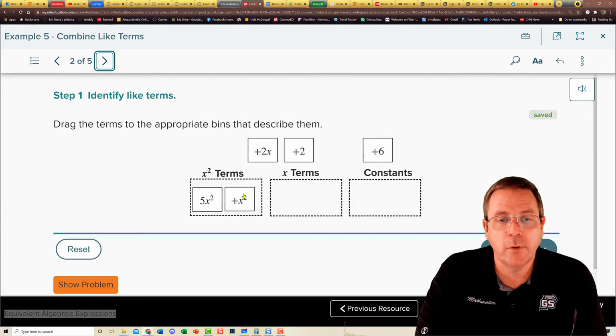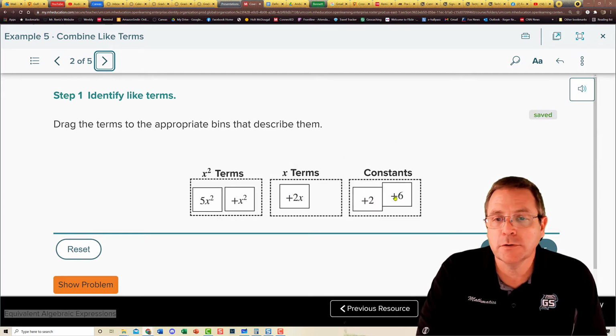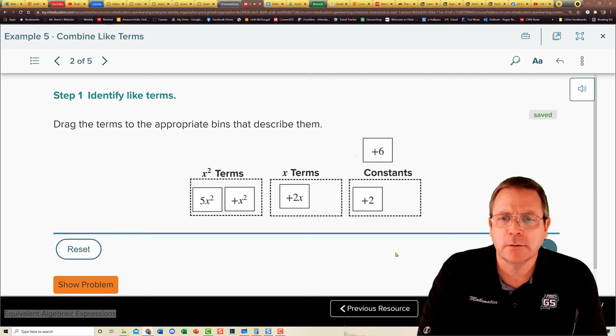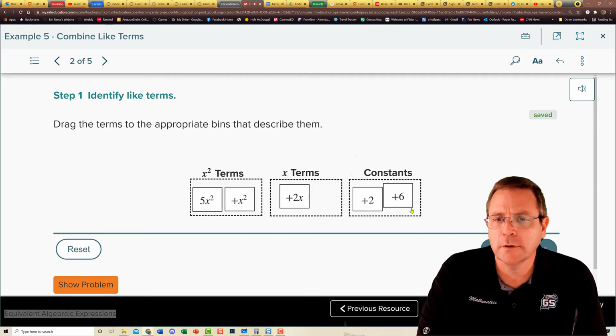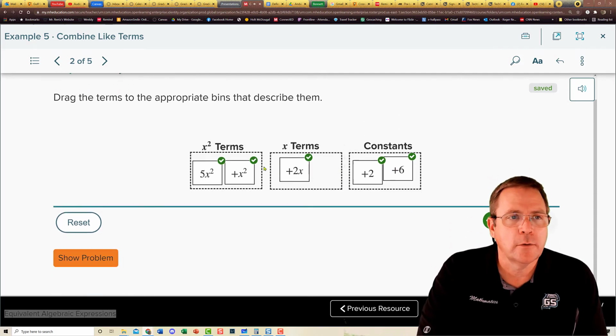5x squared plus, that's going to be 1x squared. And then your just x terms, it's only 1. And your constants, you have a plus 2 and a plus 6. What does it mean? Oh, my 6 didn't stick. There, it stuck. So that part's good.